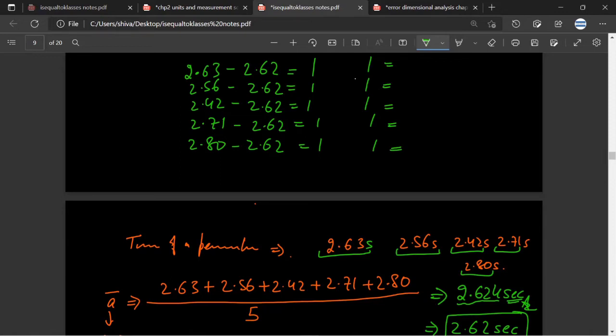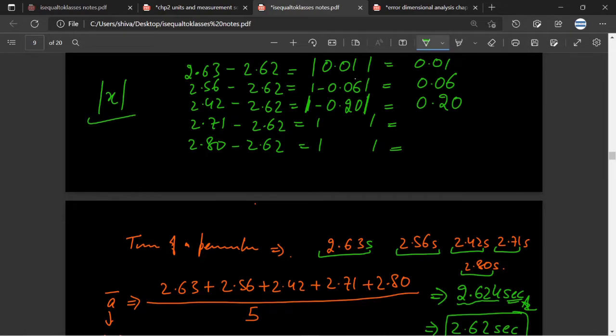So for example, I have 2.63 minus 2.62. So this would be equal to 0.01. So the modulus is 0.01. 2.56 minus 2.62. Now, if you observe this, this would be minus 0.06. With modulus, I'll have to make this positive. 2.42 minus 2.62, this would be minus 0.20. I'll have to make this positive, so this will be 0.20. Ms. Avantika, are we clear? This is the modulus sign. This is how the modulus is written in mathematics.